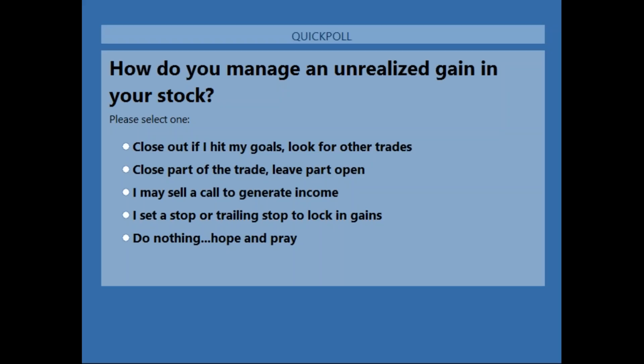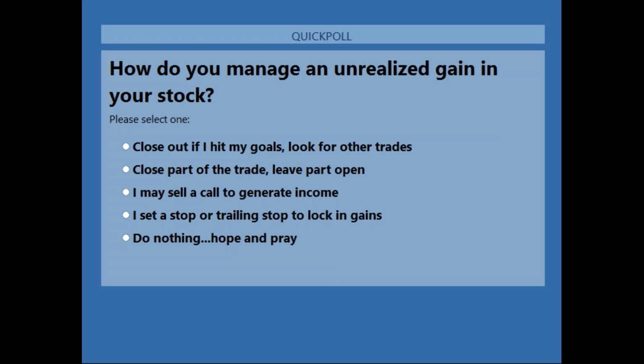You might have other ideas, but let me ask you this. Looking at your positions, if you would purchase an underlying stock, maybe something you read about in the news, something that was recommended to you by a service, and you saw, let's say, a 6 to 10% gain in the underlying security, what would you do to manage that unrealized gain? Would you close out the stock entirely if you'd hit your goals? Look for other positions? Would you close part of the trade and leave another part open for potentially further upside, but try to reduce your cost basis?